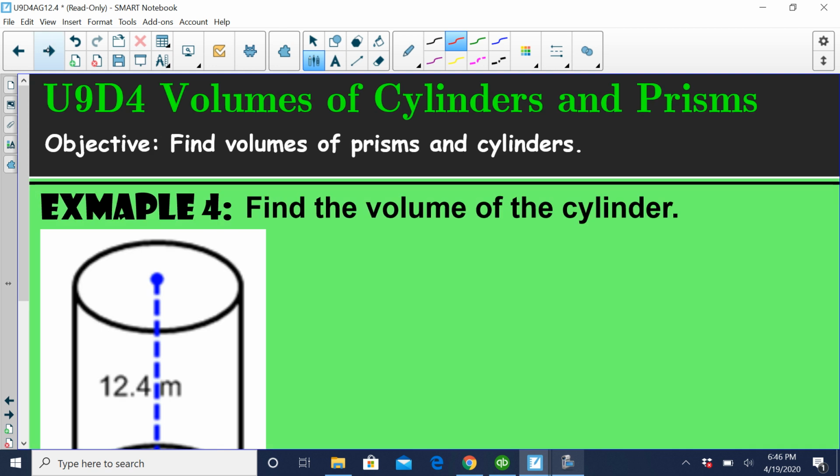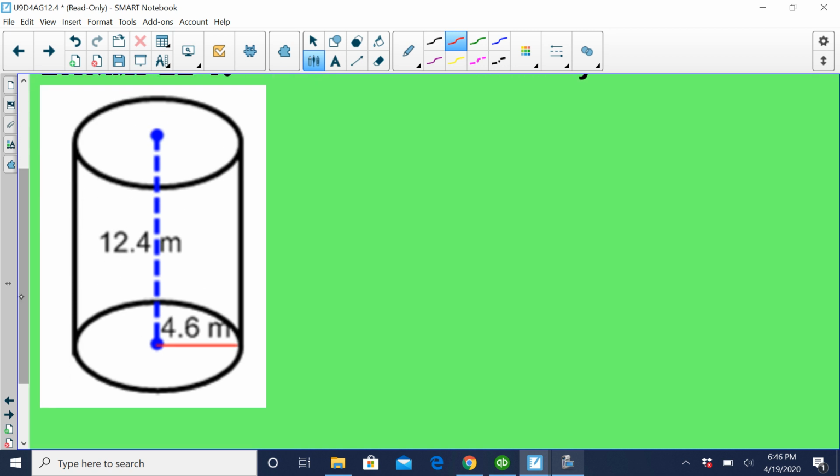Students typically like cylinders because there's not as many pieces to find. Okay, volume of a cylinder. So here's an example. Volume of a cylinder, we said we could use the area of the base. Bases are circles, so that's where we get the pi r squared times the height.